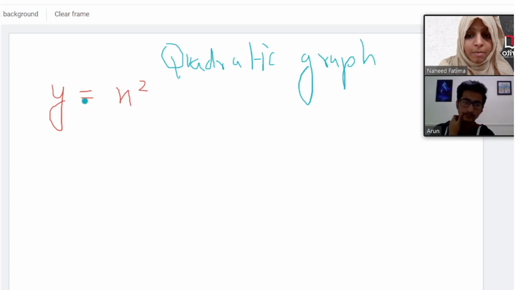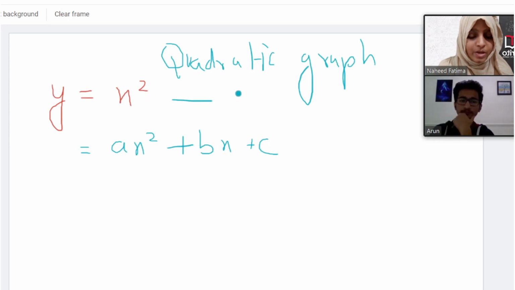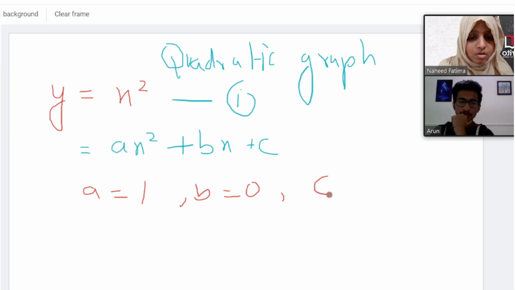Now I'll be comparing my equation with the standard equation of quadratic, that says ax square plus bx plus c. So if I compare this equation with my standard equation, a's value is 1, because x square's coefficient is 1. There's no b, so b is 0, and c is also 0.